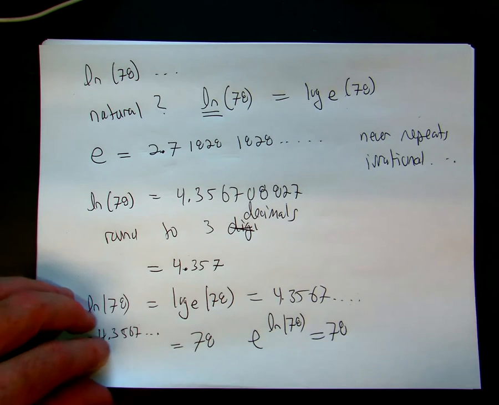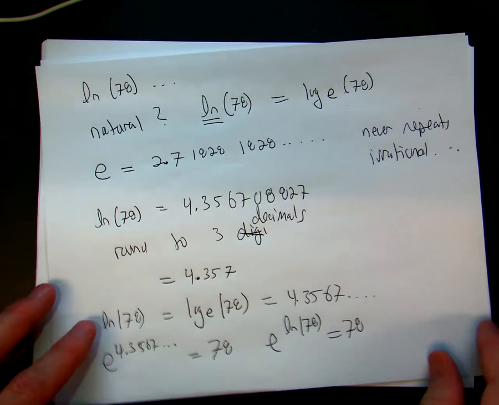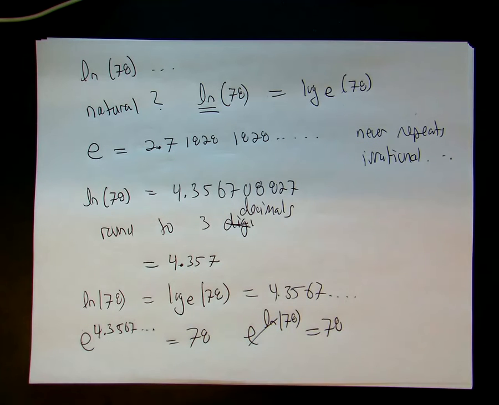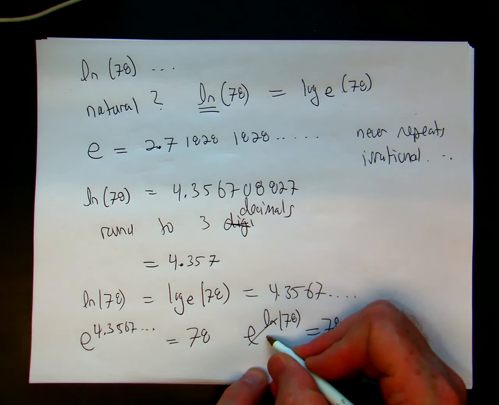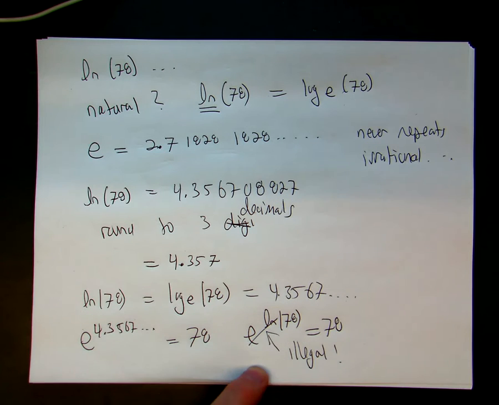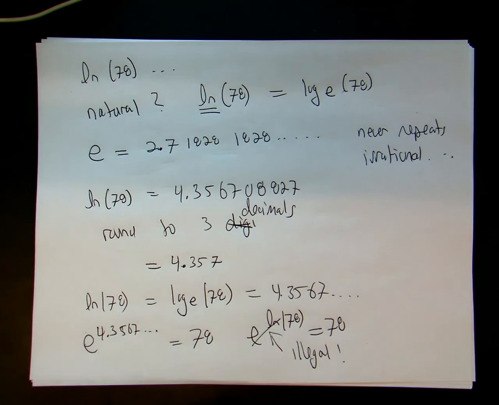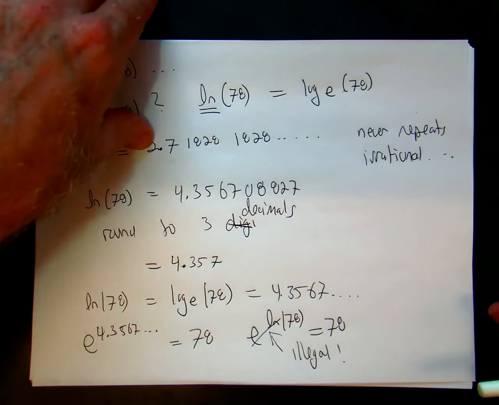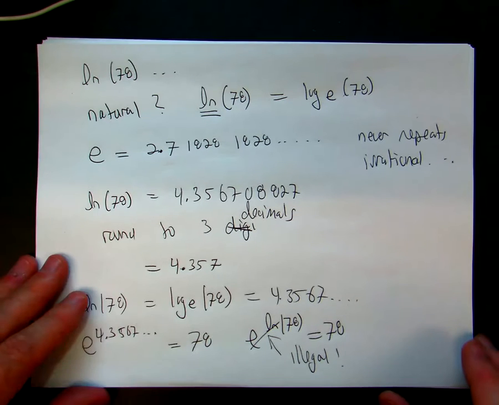So what I'm going to do is just point something out here. This almost looks like a cancellation. Now that's kind of illegal, but that's all right. That's the right idea. E and the natural log cancel, and we'll get to that in a minute. First, I want to go through some rules of logarithms.